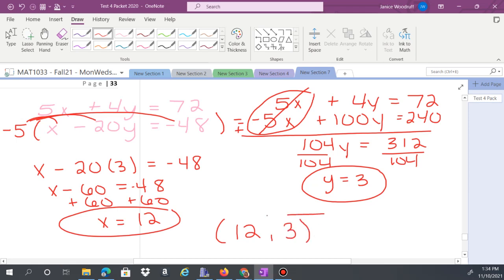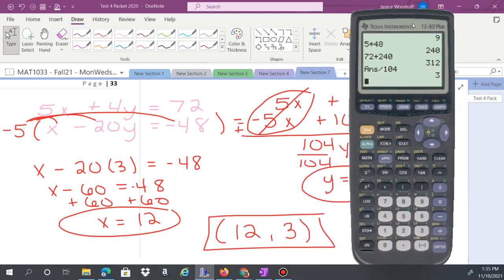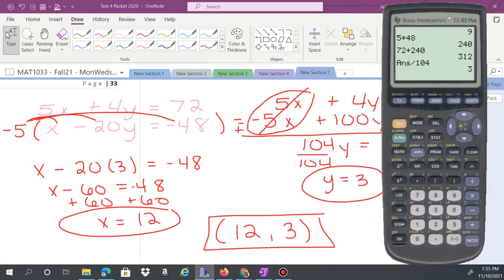I'm going to check it. So we say 5 times 12 plus 4 times 3 equals 72. And then 12 minus 20 times 3 equals negative 48. So it works in both equations.